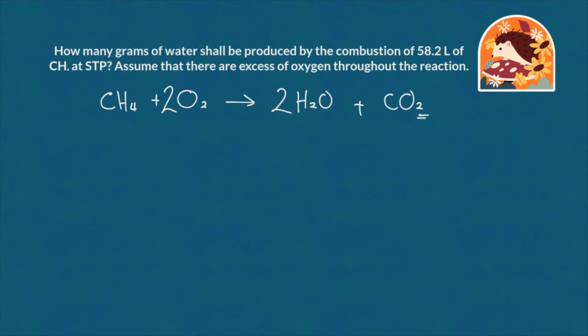And let's check on the hydrogen. 2 times 2 is equivalent to 4, and your carbon, you only have one carbon over here and one carbon over here. So this is a balanced equation already.